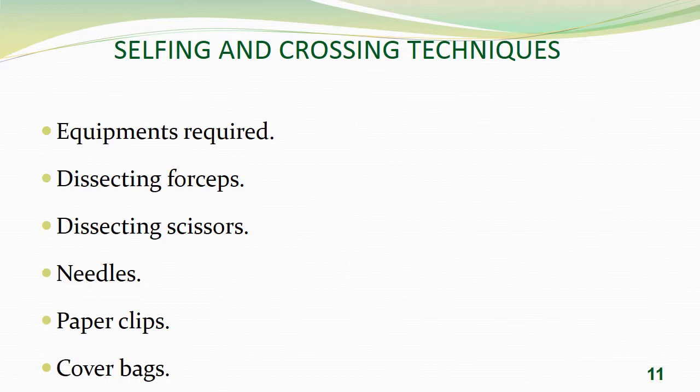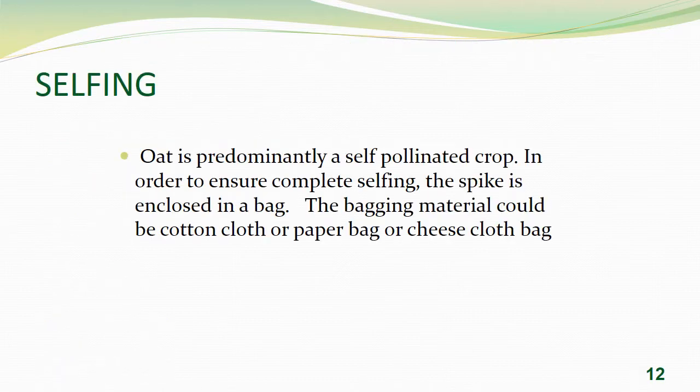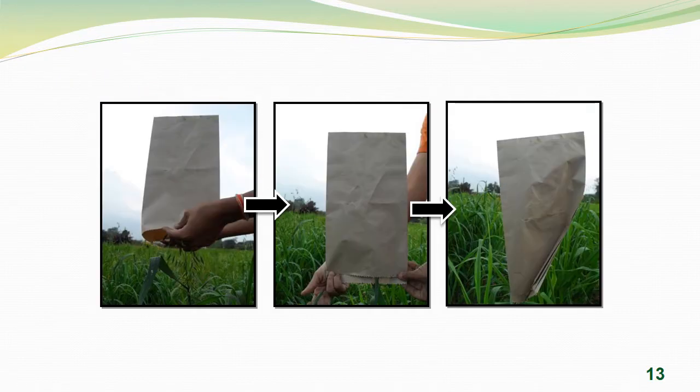Selfing and crossing techniques in oat. The equipment required are dissecting forceps, dissecting scissors, needles, paper clips and cover bags. Selfing technique. Oat is predominantly a self-pollinated crop. In order to ensure complete selfing, the spike is enclosed in a bag. The bagging material could be cotton cloth or paper bag or cheesecloth bag. Like this is a paper bag to avoid contamination or to protect the pollen. It is the best method to protect it.